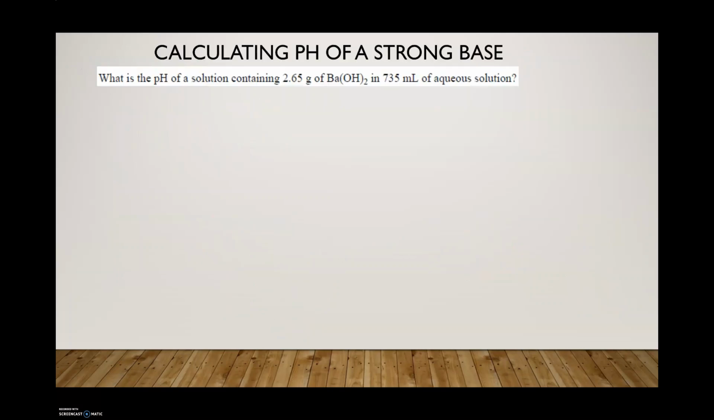Before we do anything else with that, let's work a simple problem where we take 2.65 grams of barium hydroxide, place it into solution, and determine the pH of that solution. Barium hydroxide is one of those strong bases, so the first thing we do is write the dissociation of it. We form barium ions plus 2 hydroxide ions. You're going to have to figure out the molar mass of barium hydroxide, which is 171.32 grams per mole.